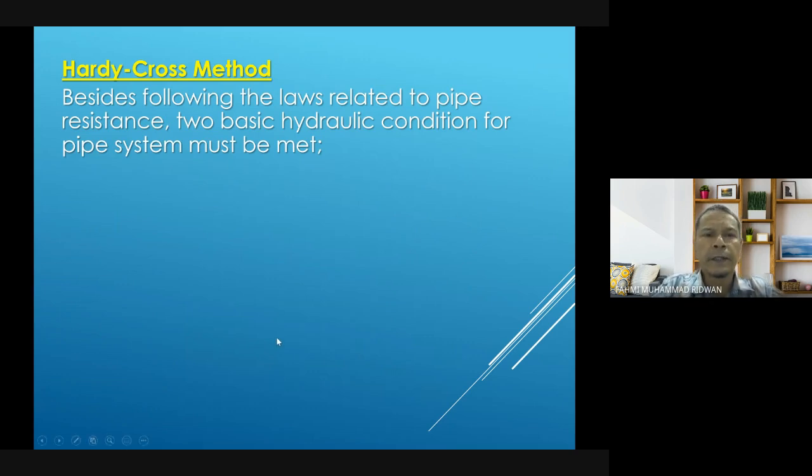So basically, the method to determine the head loss, the diameter, and also the flow rate in the reticulation system is a bit complicated compared to the single pipe, because this one is interconnected. So we have to make some assumptions, and then we do trial and error. One of the methods to determine the head loss, the diameter, and the flow rate inside the water reticulation system is the Hardy Cross method.